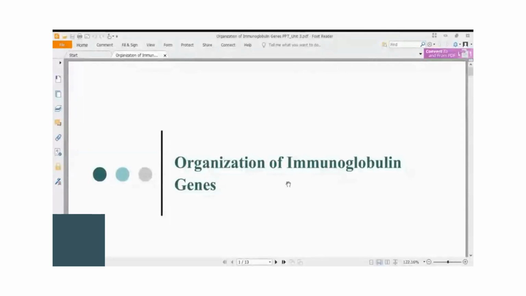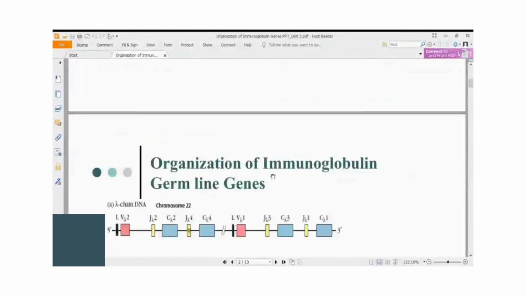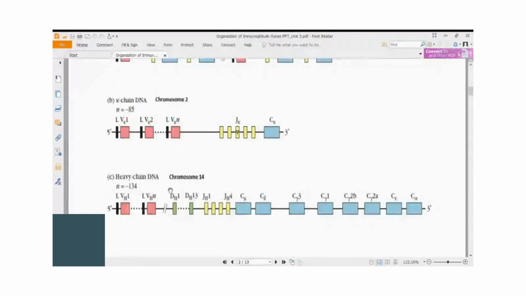The antibody genes in human beings, I had mentioned, are situated on different chromosomes. For example, the lambda light chain gene is present on chromosome number 22. The kappa light chain gene is present on chromosome number 2. And the heavy chain gene is present on chromosome number 14. First I will take the organization of the kappa chain gene on chromosome number 2 because it is the simplest.